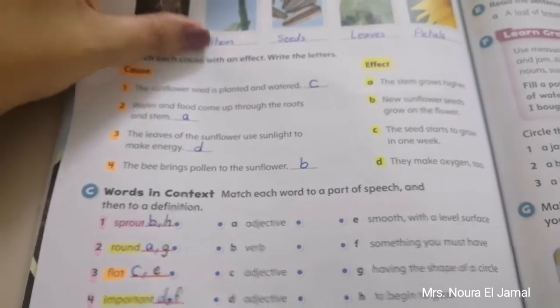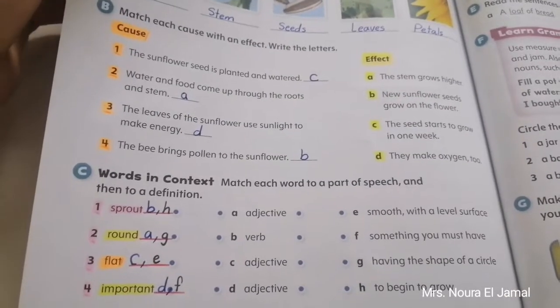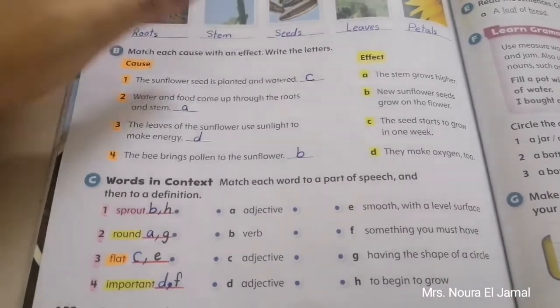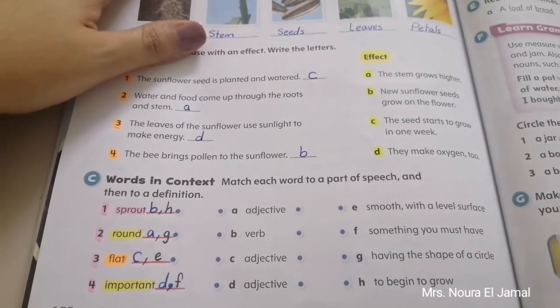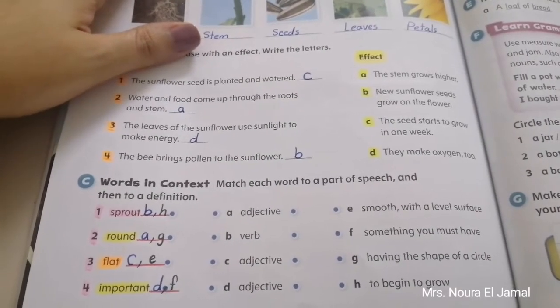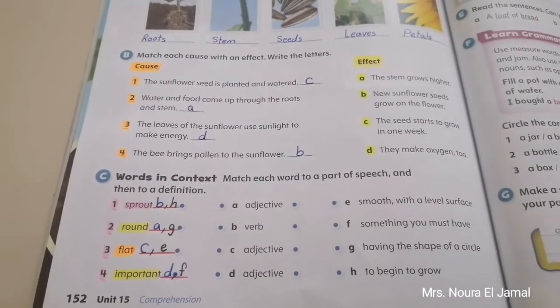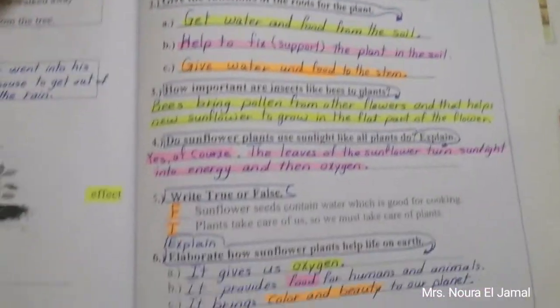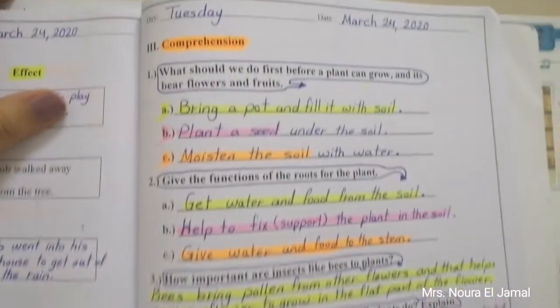And what are the kinds of these words? Noun or verb or adjective. I hope that you understand the lesson very well. Now let's go to the reading and vocabulary booklet, page 103, to do the exercises in it to answer the questions. Open page 103 in the reading and vocabulary booklet and write the date.